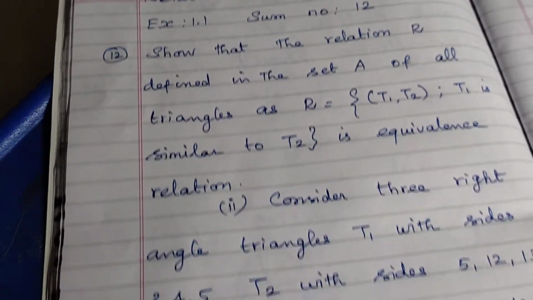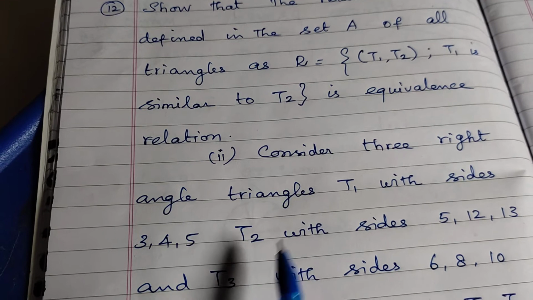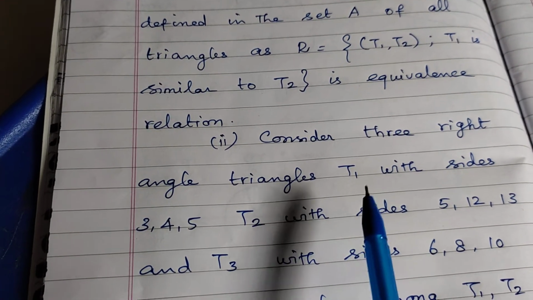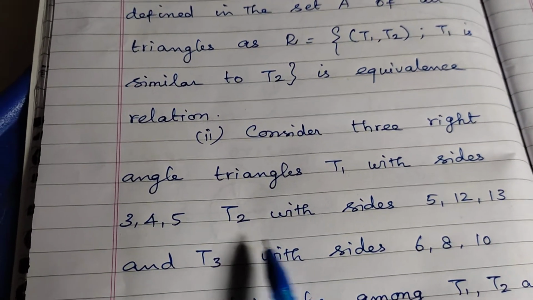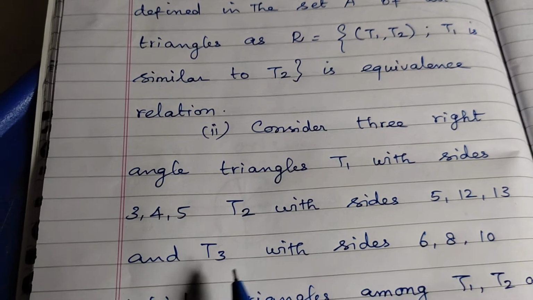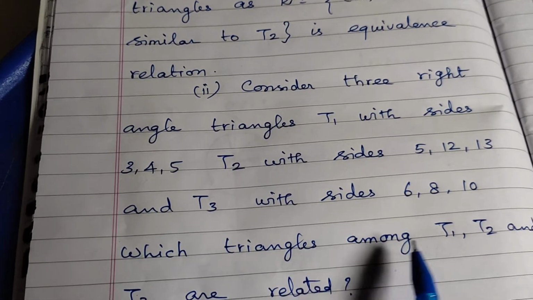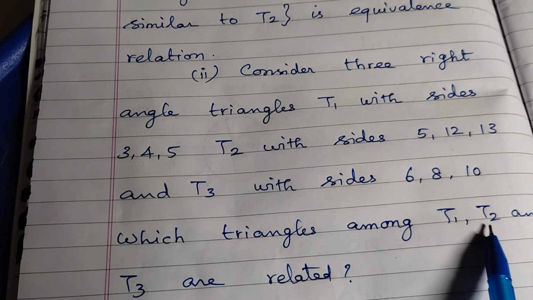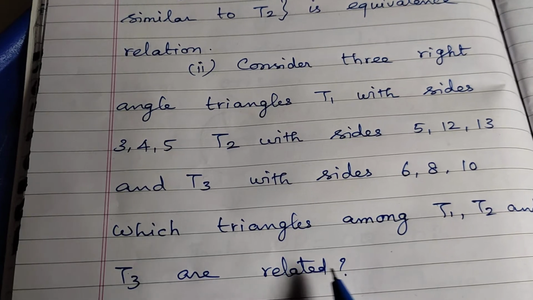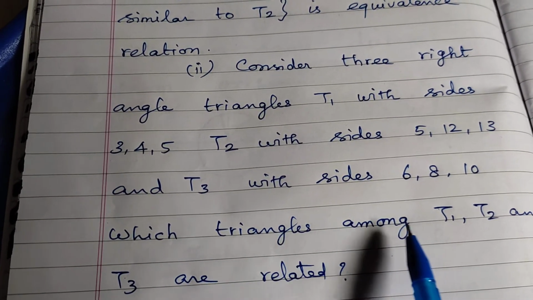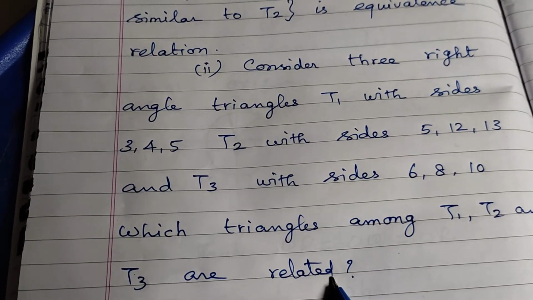In the second part, consider three right angle triangles T1, T2 and T3. T1 with sides 3, 4, 5. T2 with sides 5, 12, 13. T3 with sides 6, 8 and 10. The question is, among these three right angle triangles T1, T2 and T3, which triangles are related? This is the question in the second part.